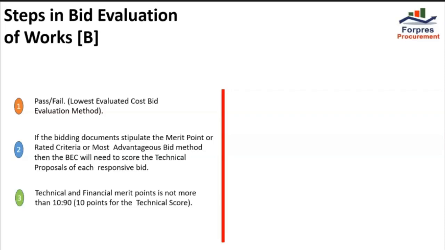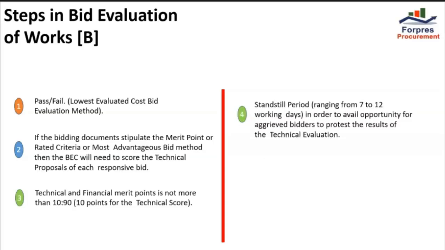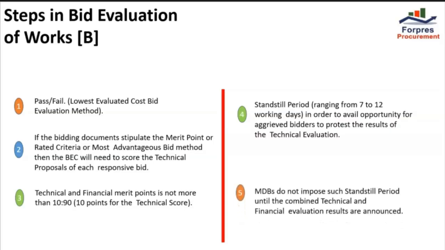If the national procurement law requires disclosure of the technical evaluation results, then a standstill period will be applied, ranging from 7 to 12 working days, in order to give aggrieved bidders the opportunity to protest the result of the technical evaluation. MDBs do not impose such a standstill period until the combined technical and financial evaluation results are announced.